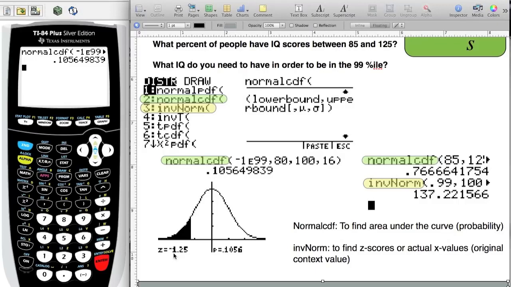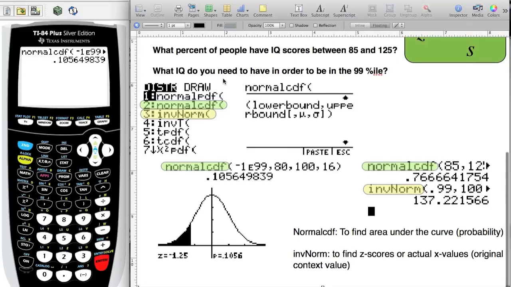The z-score would be negative 1.25. If I were to actually use the z-score formula, then I would get the negative 1.25. I wasn't really interested in z-score. I wanted to know a percent, what percent of people. Find that probability and then convert it into a percentage. Second question says, what percent of people would be between 85 and 125?